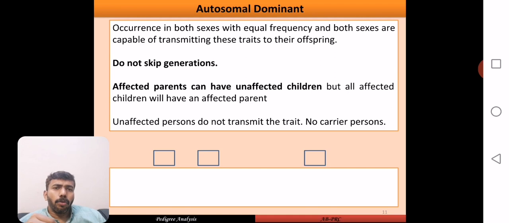Then the fourth one is, there is one more point: unaffected persons usually do not transmit the trait. That means there is no carrier at all. If the disease is autosomal dominant, there are no carrier individuals present.